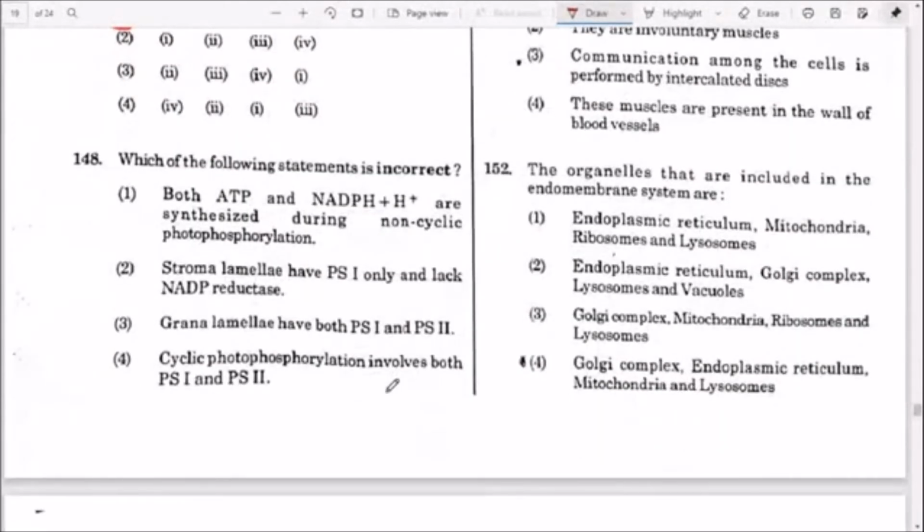Which of the following statements is the incorrect statement? Please pay attention, students. They are asking for the incorrect statement. Option number 4: cyclic photophosphorylation involves both PS1 and PS2. So this is the incorrect statement.